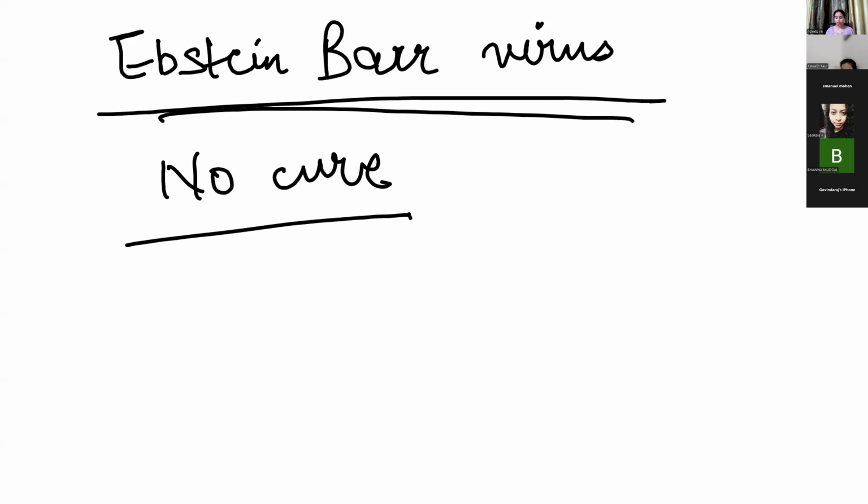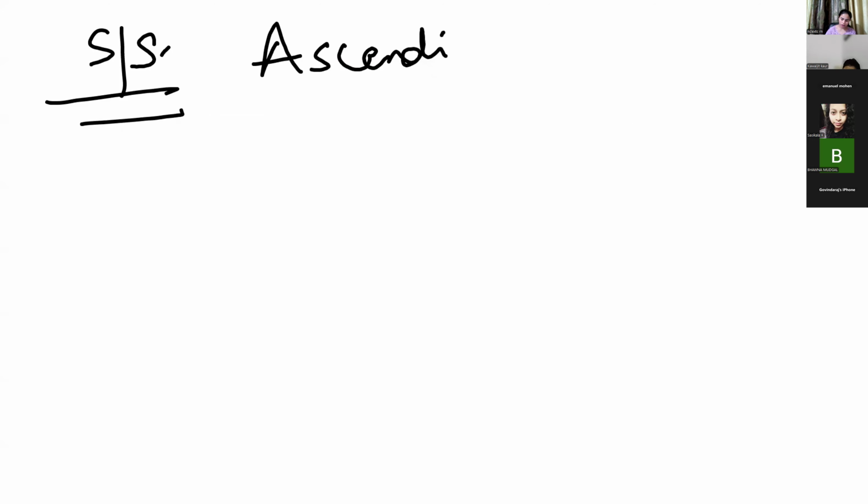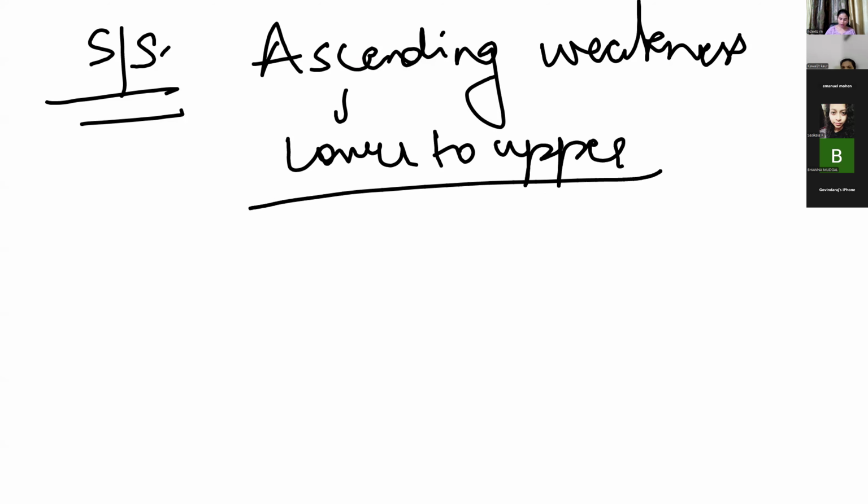Now tell me one thing. In multiple sclerosis, the order was ascending or descending? Descending. Good. But here, the order will be ascending. The weakness will be from the lower part to the upper part, from lower limb to upper limb. Right.